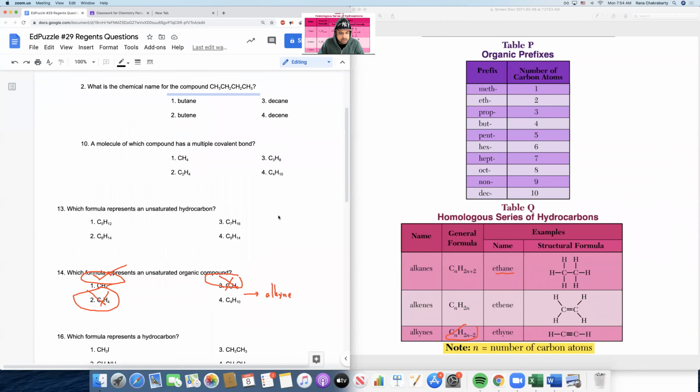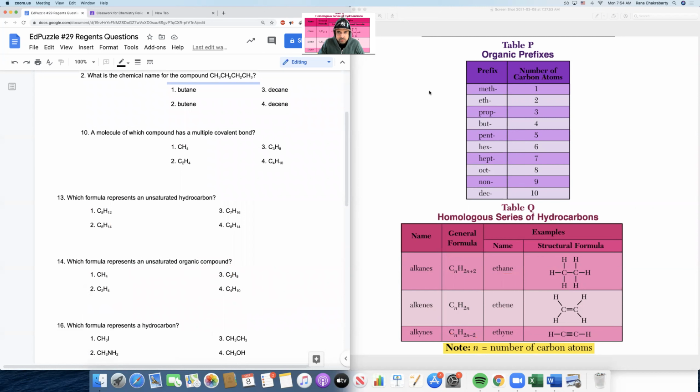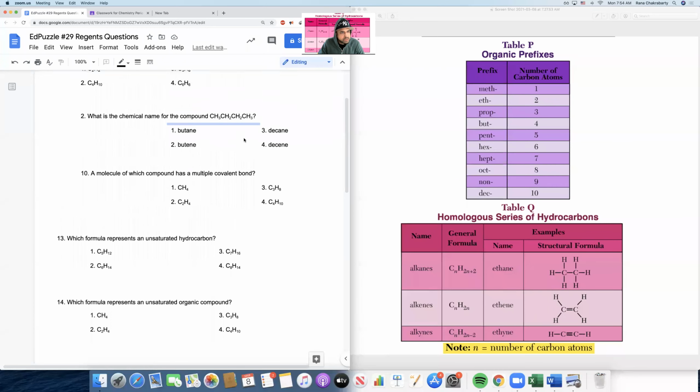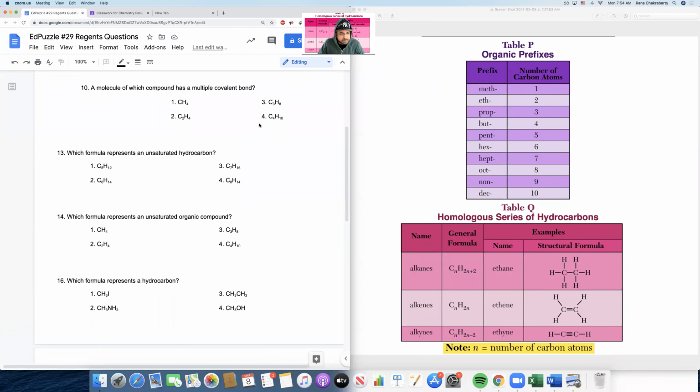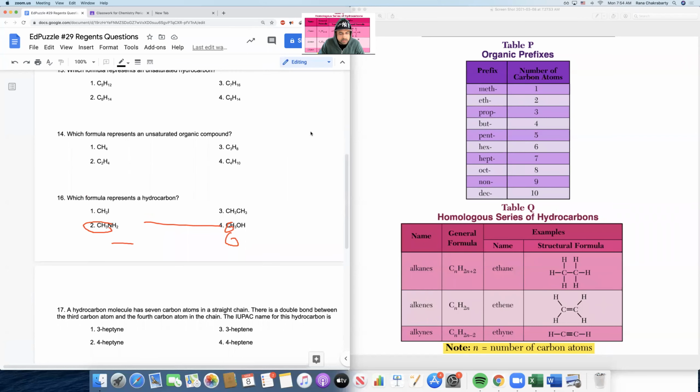And moving along. Unsaturated hydrocarbon again. This is the exact same question. Oh, they repeat the questions on the Regents. So these are all Regents questions. So you can see they repeat these year to year. So unsaturated, so this is alkane. This one's an alkene. And these 3 are alkenes, right? So those repeat. So we should see patterns every year.